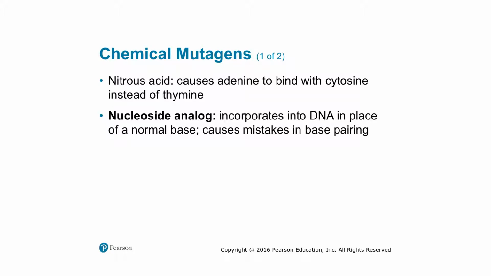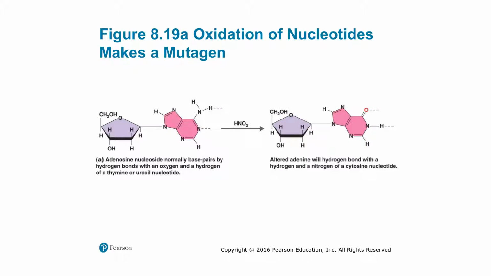So chemical mutagens like nitrous acid are going to cause adenine to bind with cytosine instead of thymine. A nucleoside analog incorporates into DNA in place of a normal base and can cause mistakes in base pairing. And so this is what that is. That nitrous acid causes this. And so this is going to cause just some changes in that chemical structure.